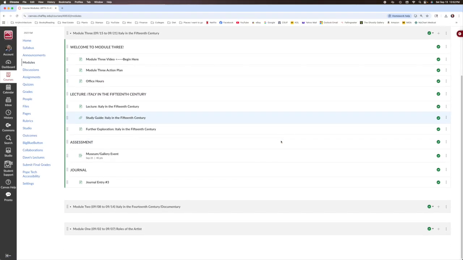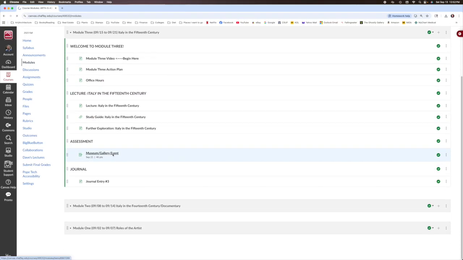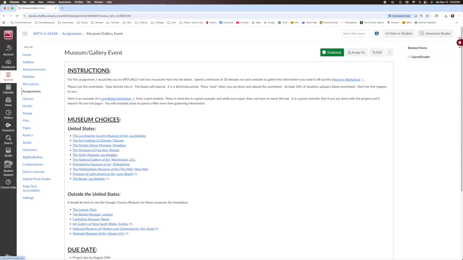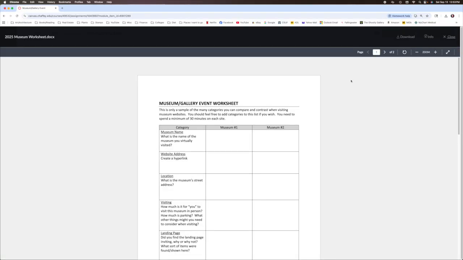We'll take a look at the museum gallery event, and this is going to be a worksheet that you submit, so make sure to download this worksheet. Please do not reformat it or do anything else. It is in a Word document, and you are able to get a copy of Microsoft Office. There's a link on the syllabus page that shows you how to get a student copy of all the Microsoft Office suite for free. So what you will do is you'll just type into these boxes here.